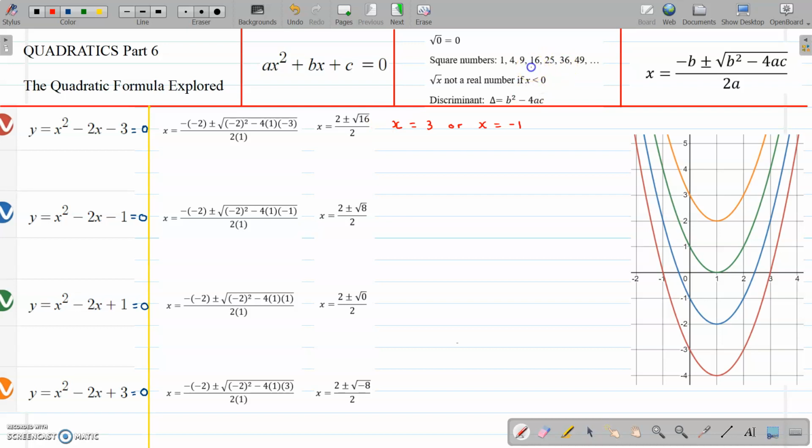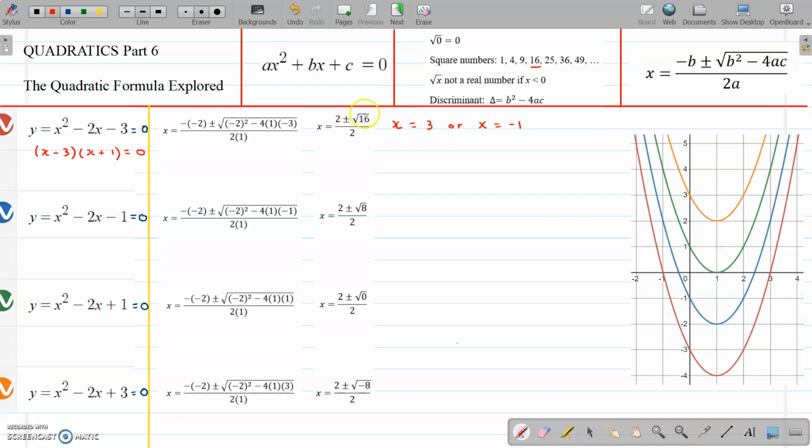So the discriminant is 16, which has an exact square root of 4 in this case, and that's why I know it could have been factorized. And I can show you here the factorization, which you should easily be able to do now. It would be (x - 3)(x + 1) = 0, and that would give rise to x being equal to 3 or x being equal to -1, as we've discovered here using the formula.